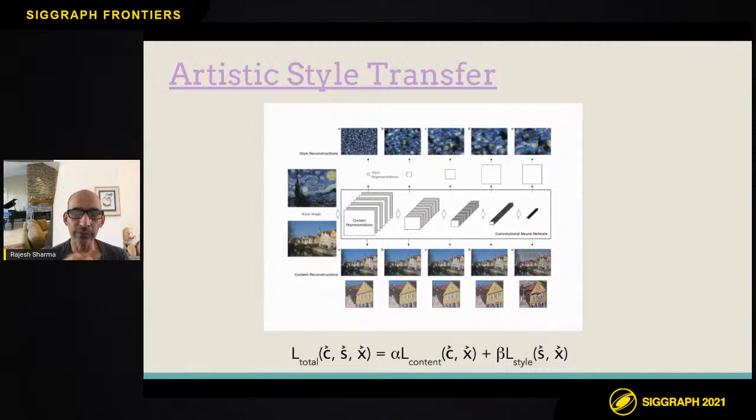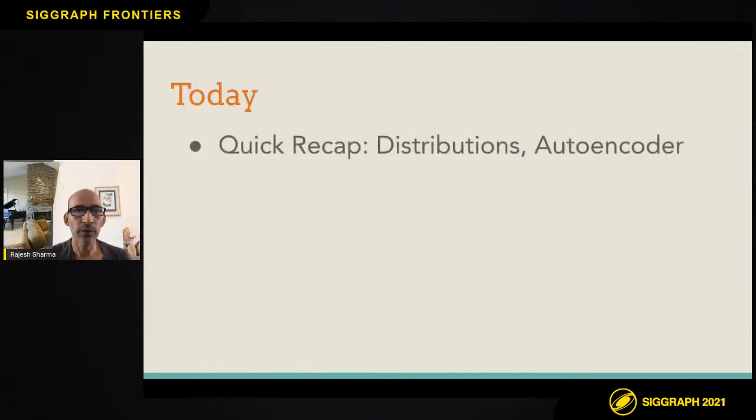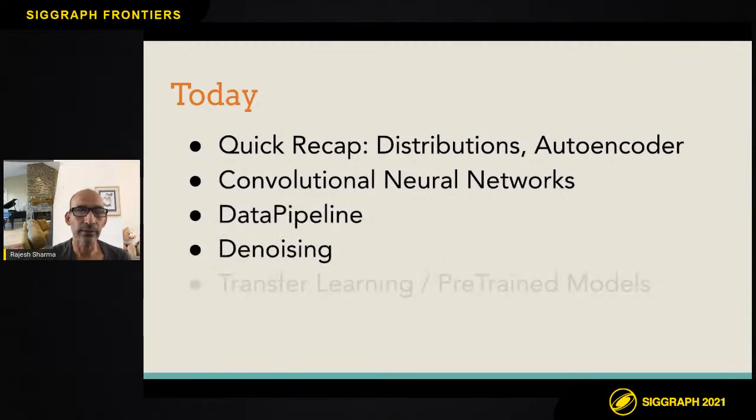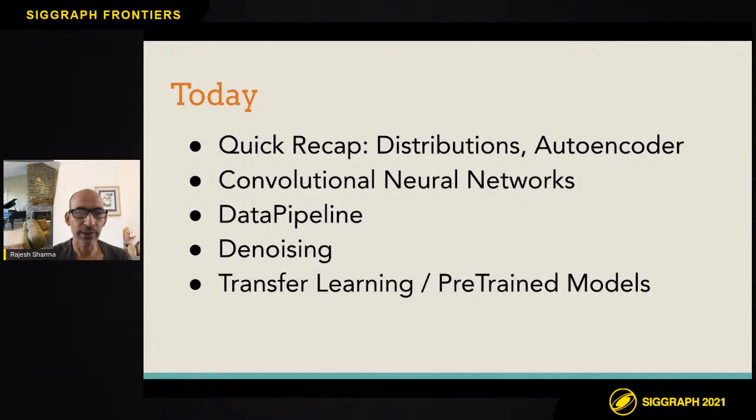So we'll cover that in a little bit more detail in a later class, or maybe towards the end of the day today. But that's the general idea behind artistic style transfer. So today we're going to do a quick recap on distributions in the autoencoder. We'll cover CNNs. We'll talk a little bit more about the data pipeline and denoising. And if we have time left, we'll talk about transfer learning and using pre-trained models from other sources.